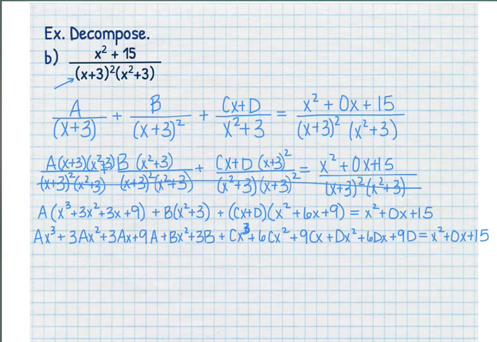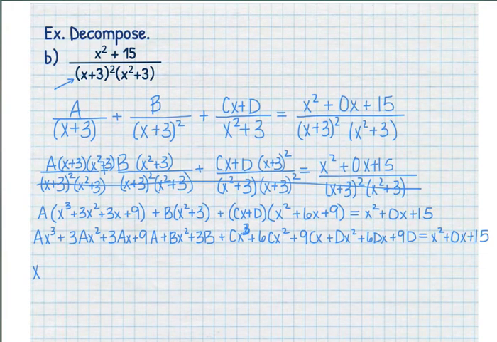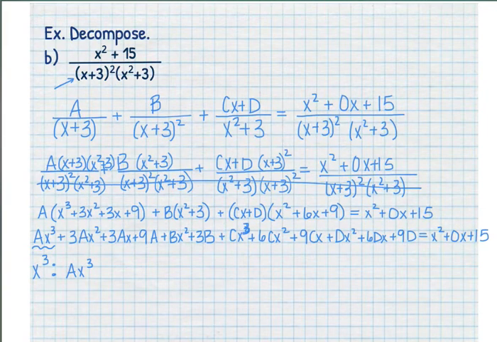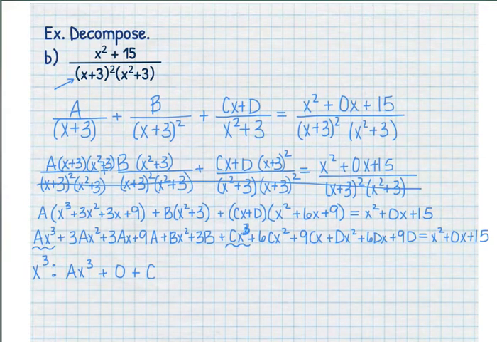Okay, so now we'll make an equation out of all of our x cubed stuff. So we have an ax cubed. We don't have a bx cubed, so we'll put a 0 in there. We have a cx cubed. And we don't have a dx cubed, so we'll put in a 0. And we don't have any x cubed terms over on the other side, so that needs to be equal to 0.